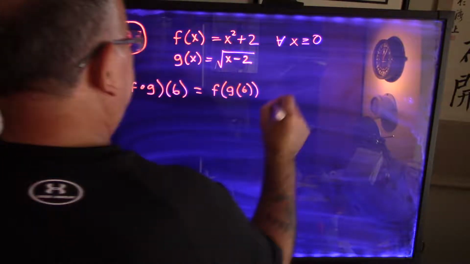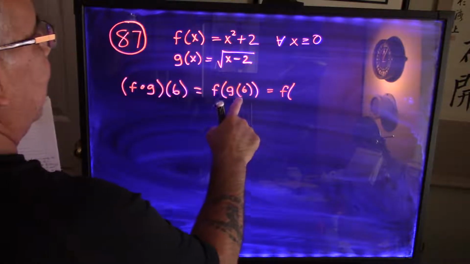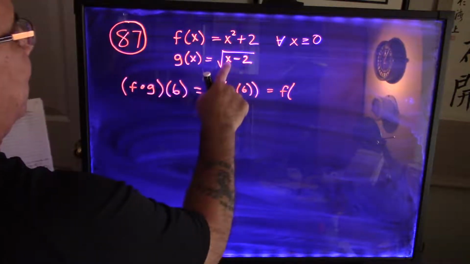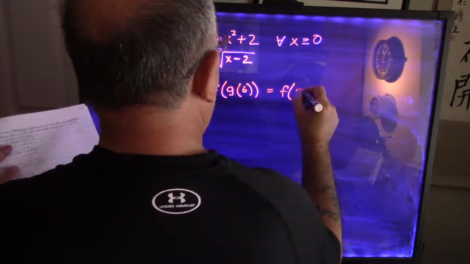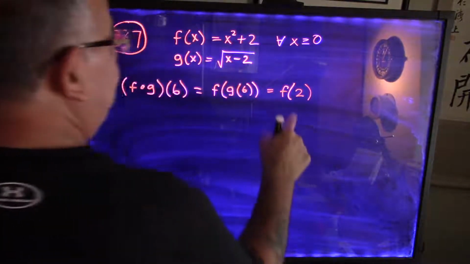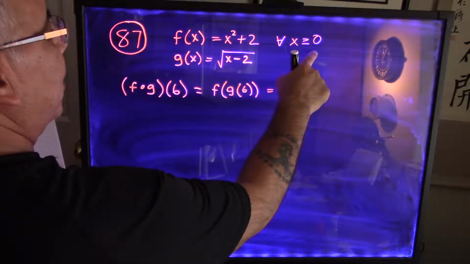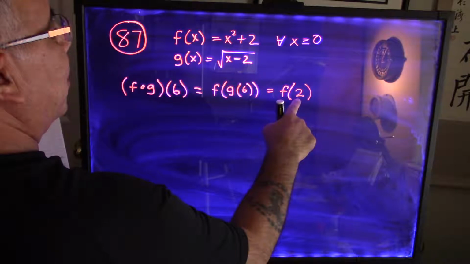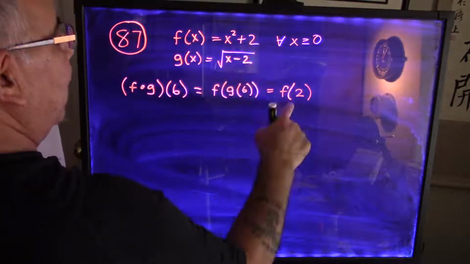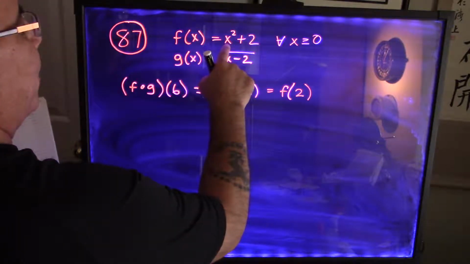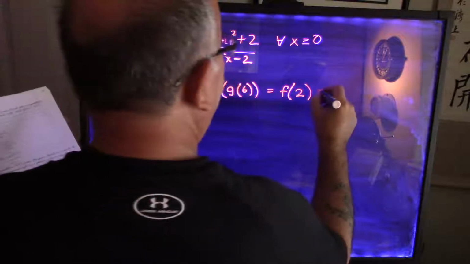That's equal to F of, what's G of 6? 6 minus 2 is 4, square root of 4 is 2. So that's F of 2. Now, is F of 2 defined? Because we have a condition here for all x greater than or equal to 0. Is 2 greater than or equal to 0? Yeah, so we can use this function, it's defined. So you plug in x equals 2, 2 squared is 4, 4 plus 2 is 6.